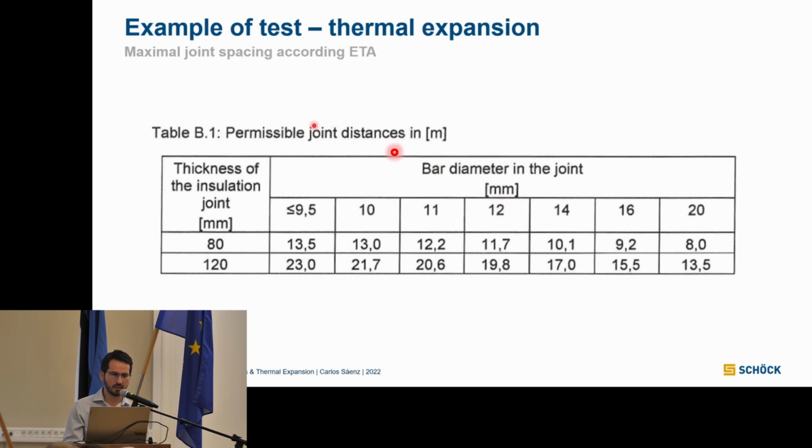Okay, now again, this is also of course for the Isocorp. This is the table we got for the ATA approval. What this table says is, depending on the thickness of our insulation, we have the two sizes of our Isocorp, 80 millimeters and 120. We can have permissible joints according to that in the longitudinal way. So it depends on our bar diameter.